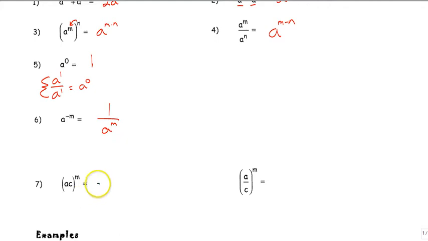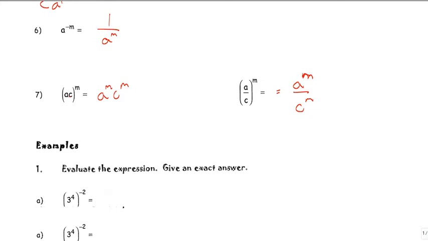And then this one you can rewrite as a to the m, c to the m. This only works, though, with multiplication inside. If there's a plus or minus in there, you cannot put the m into both of them. And this is the same thing here, a to the m over c to the m. Alright, so let's work with some of these properties on these examples.